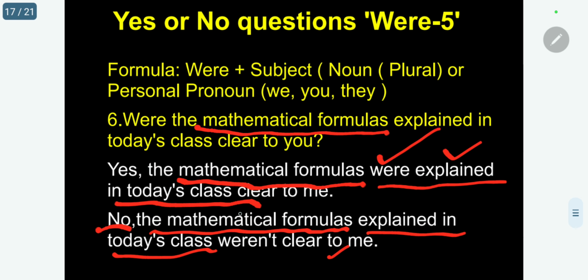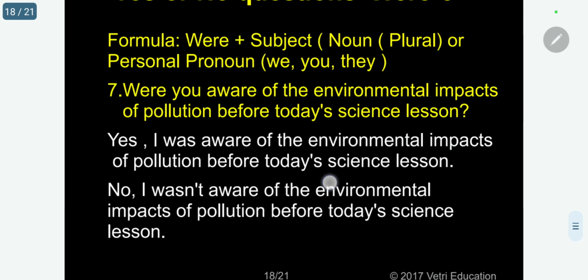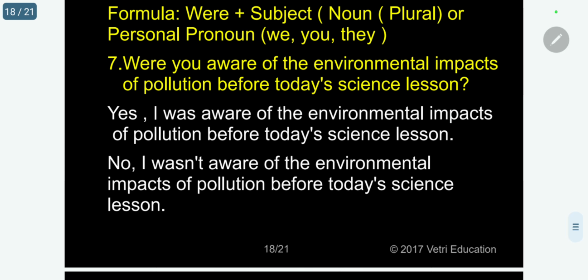So here we are using "clear" as a verb. "Explained" is a past participle. Kindly follow. The next one. Were you aware of the environmental impacts of pollution before today's science lesson?